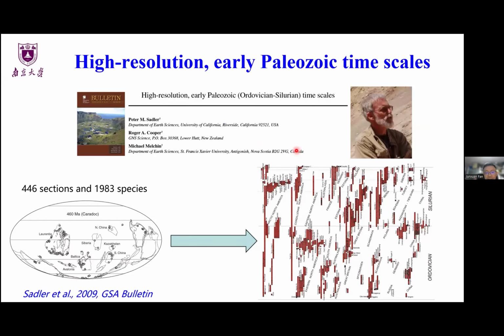So this method, as mentioned, was designed by Peter Sadler from UC Riverside in the 1990s, and he published one significant paper in GSA Bulletin in 2009. The title is "High Resolution Early Paleozoic from Observation to Cellular Time Scale." Using the same method, they used CONOP to study about 400 sections and 1,900 species from the world. That's all graptolites, a marine invertebrate, for the observation and the cellular.